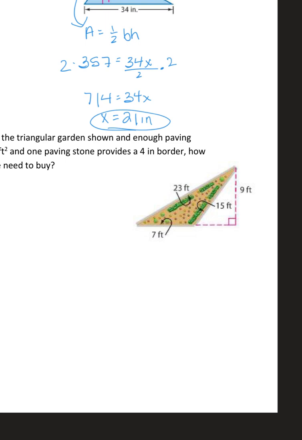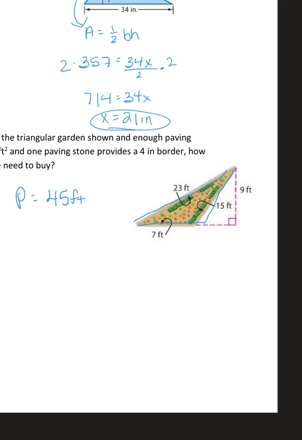So the first thing I'm going to do is figure out what the perimeter is. So perimeter is just add up all the sides. So we're going to take 23 plus 15 plus 7. And that tells me the perimeter is 45 feet. Again, it's not area, so we're not going to square it.